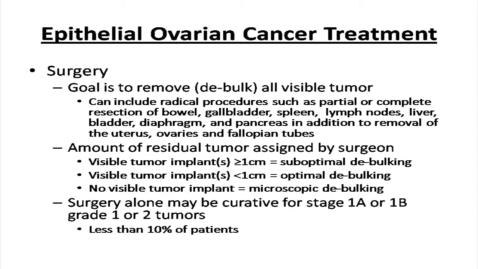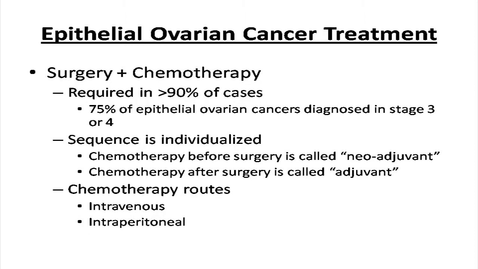Surgery alone may be curative for stage 1A or 1B, grade 1 or 2 tumors. Unfortunately, this represents less than 10% of all patients with epithelial ovarian cancer. Most patients require surgery plus chemotherapy. Again, approximately 90% of cases or more will require a combination of surgery and chemotherapy. And this is largely in part because 75% of patients are diagnosed with epithelial ovarian cancer when they've already reached stage 3 or 4. The sequence of surgery and chemotherapy is often individualized.